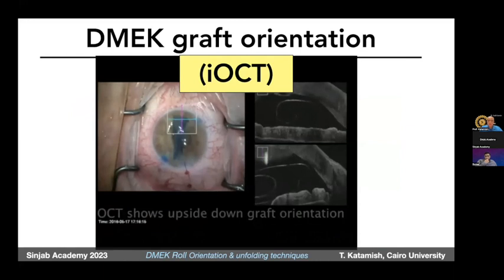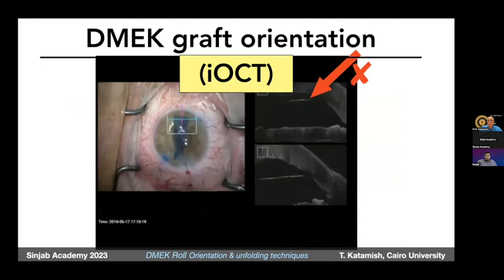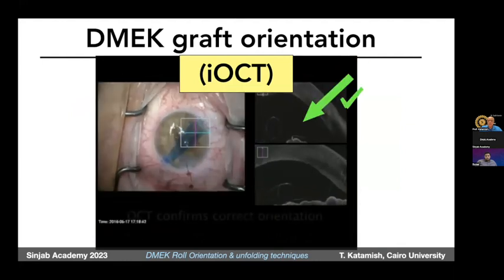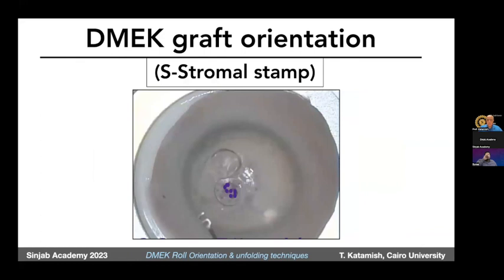Again, you see, the orientation now is wrong. The graft is looking behind. And now after flipping, the graft is looking, or the scrolls are looking upwards. So it's very important, but of course, as you know, the anterior segment OCT in the operating room is very expensive and not available in any hospital. So we'll come now to the well-known and famous stromal stamp, or S stamp.